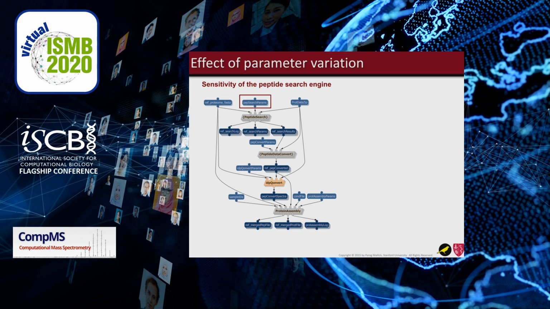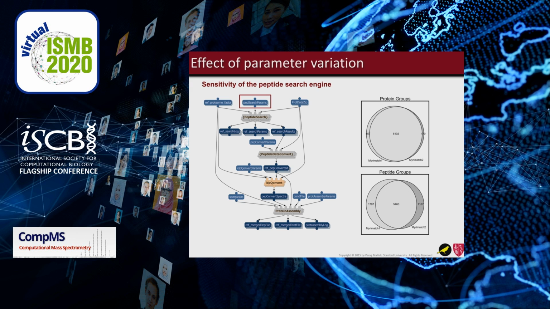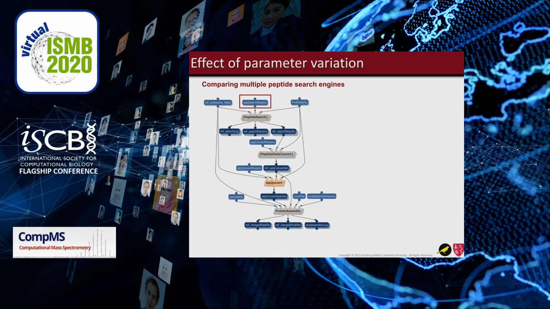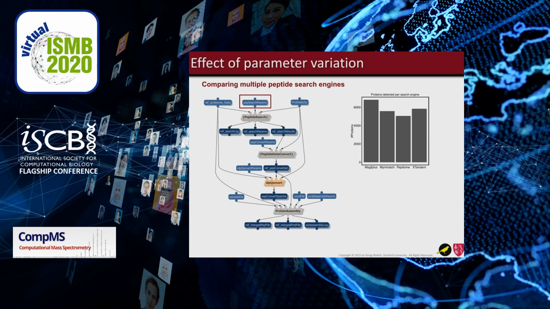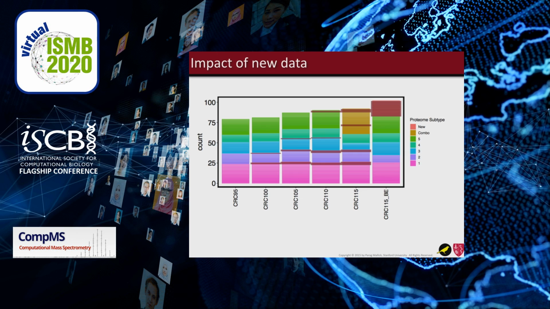Then, to assess the sensitivity of a peptide search engine, we performed 2 independent searches using the MS-GF+ search engine. We altered only one parameter between the 2 searches. This resulted in a difference of about 627 protein groups and 3000 peptide groups. And last, we used 4 different search engines to identify proteins independently. Each search engine identified a different number of proteins. However, the most proteins were identified by all 4 search engines, suggesting that a complementary approach is probably the most effective.